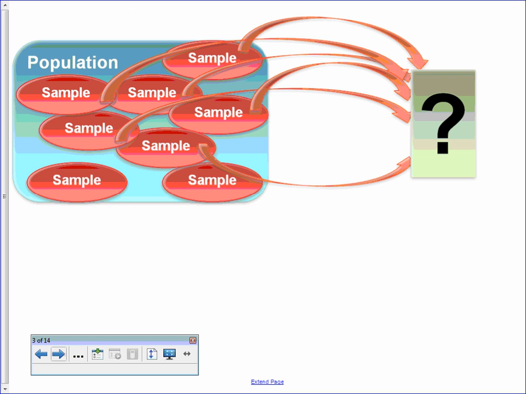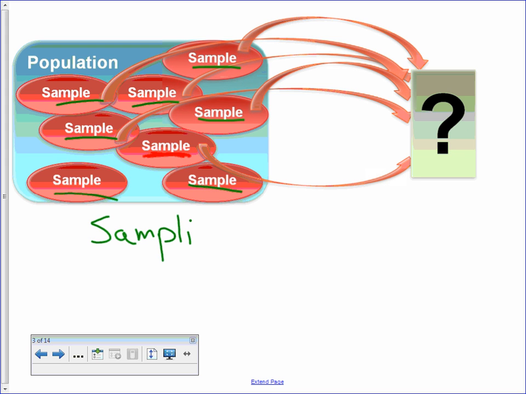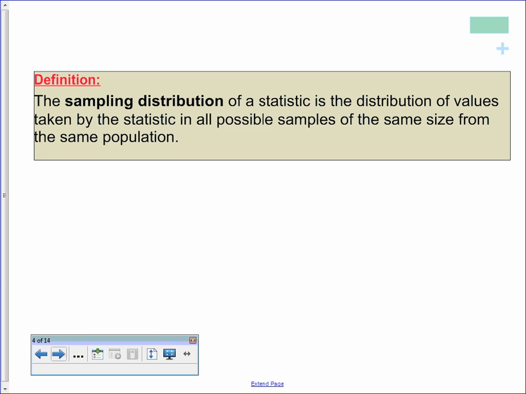So in real life we're going to take one sample. But we're dealing in the hypothetical. What if I took hundreds of thousands of samples and then compared all the different values together? What would that look like? And that's what we're going to be talking about today, which is what's known as a sampling distribution. The sampling distribution of a statistic is the distribution of all values taken by the statistic in all possible samples of the same size from the same population.